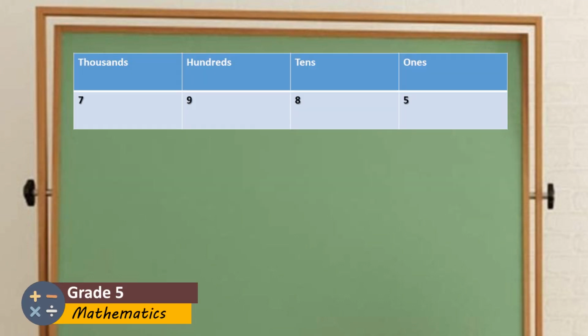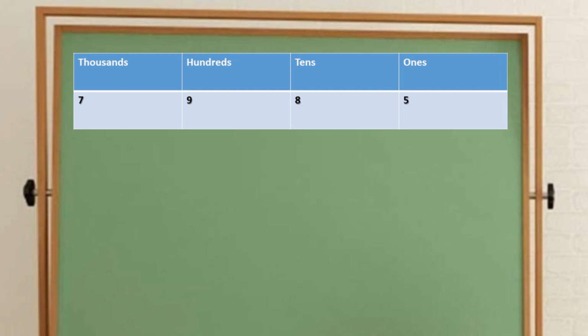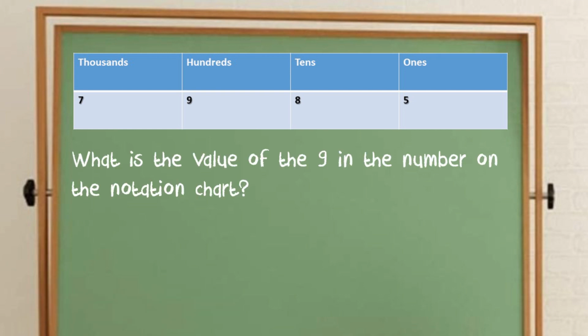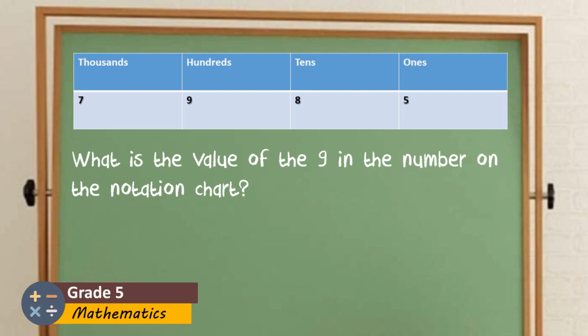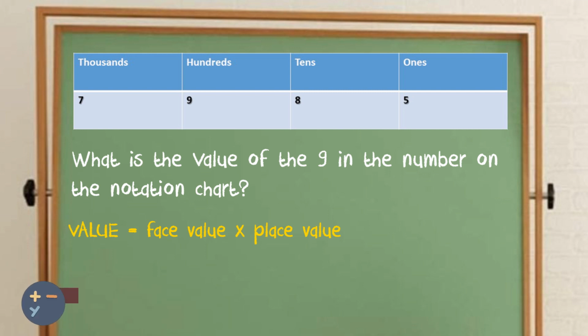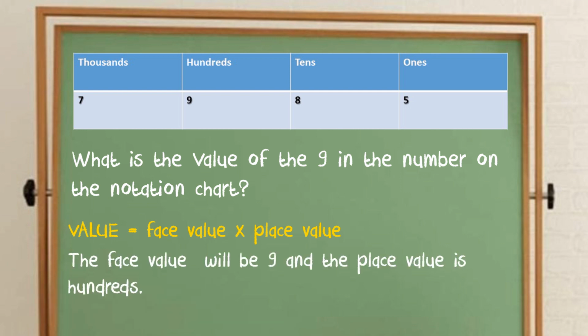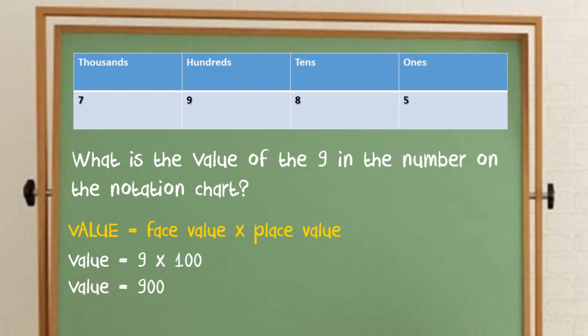Let's try this one. Look at the notation chart. The number represented on the notation chart is 7,985. What is the value of the 9 in the number on the notation chart? Boys and girls, how did we say we find the value of a number? Yes, we multiply the face value by the place value. In this case, the face value will be 9 and the place value would be hundreds. So our value would be 9 times 100. So the value of the 9 in 7,985 would be 900.